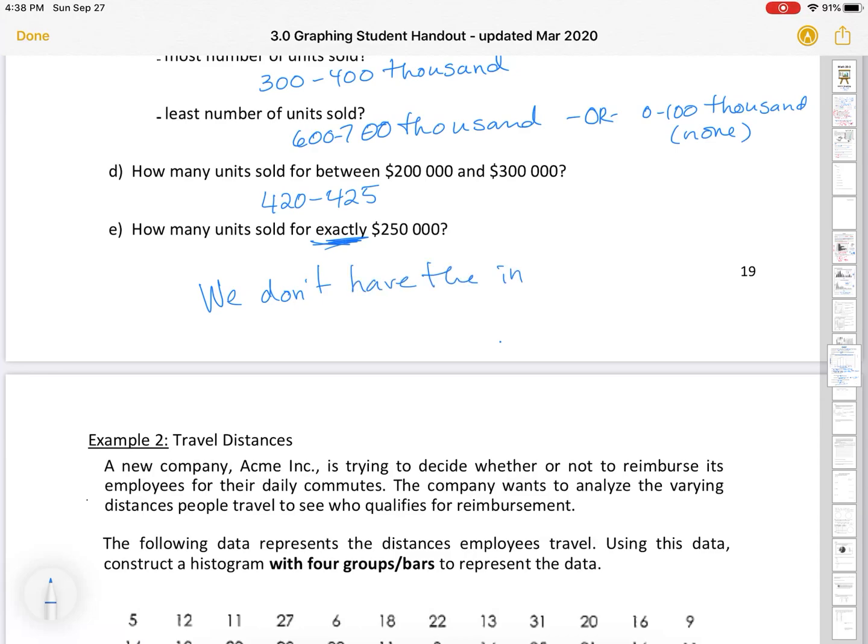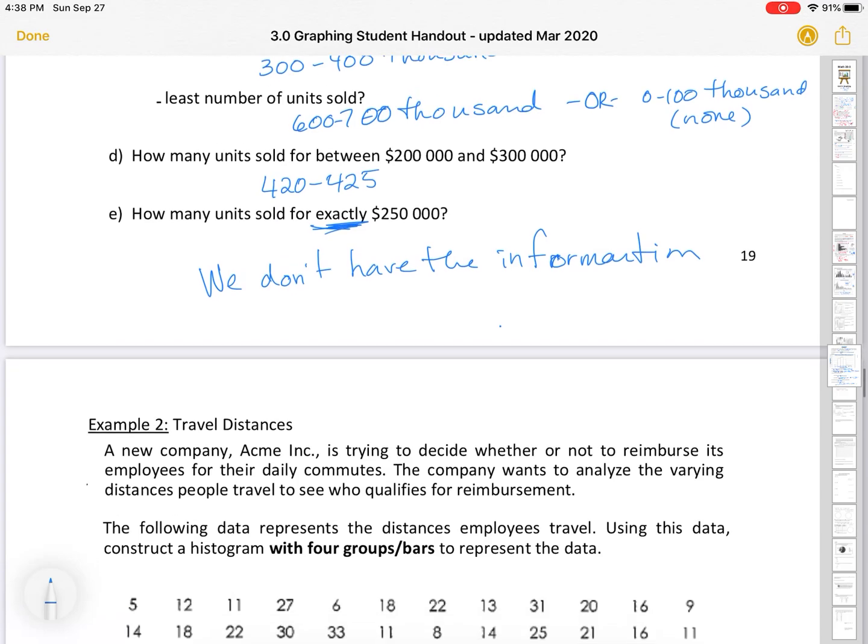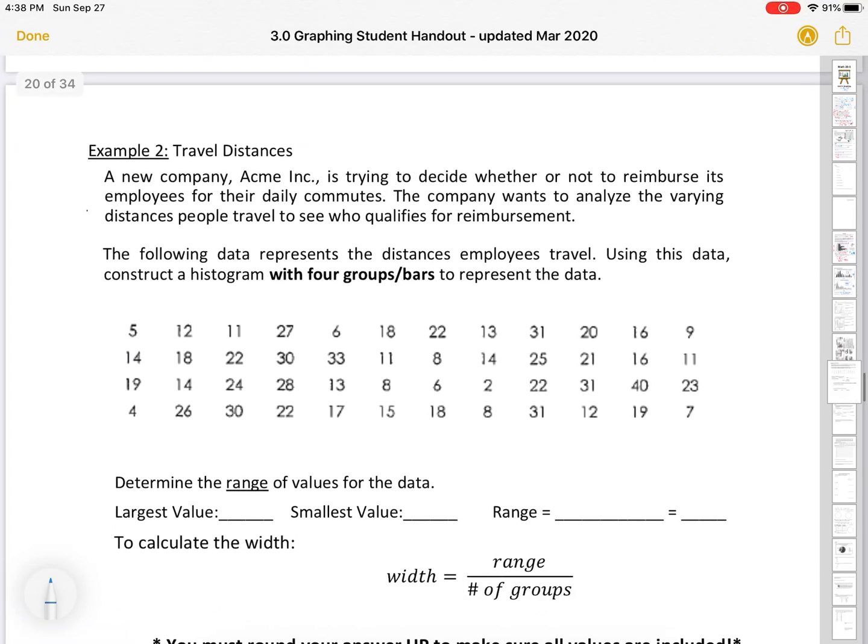We don't know how many of those 200 to 300 houses are exactly 250,000. Okay, so that's an important thing to know about histograms. It's not going to be precise in that way. Okay, alrighty, so let's look at another piece of information.